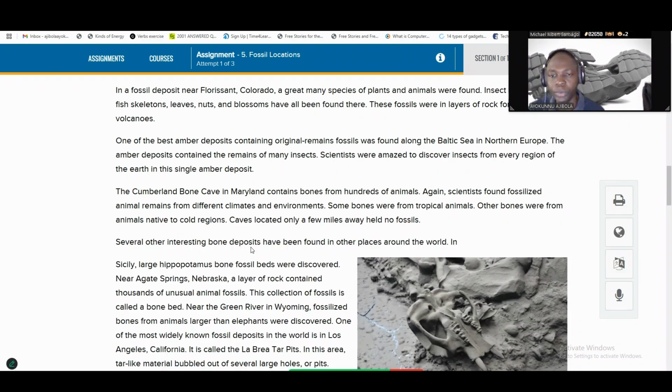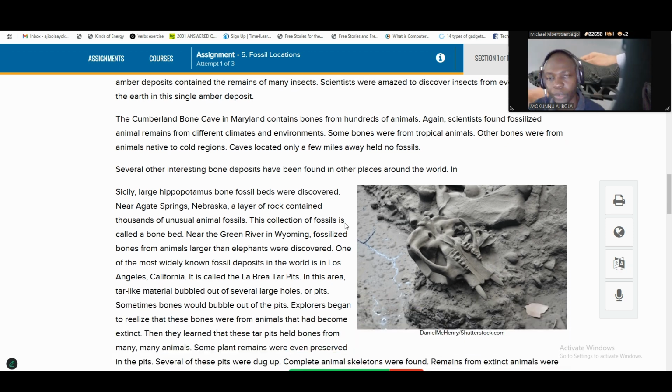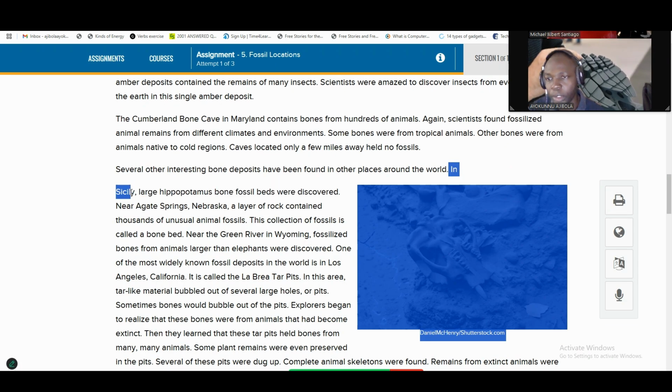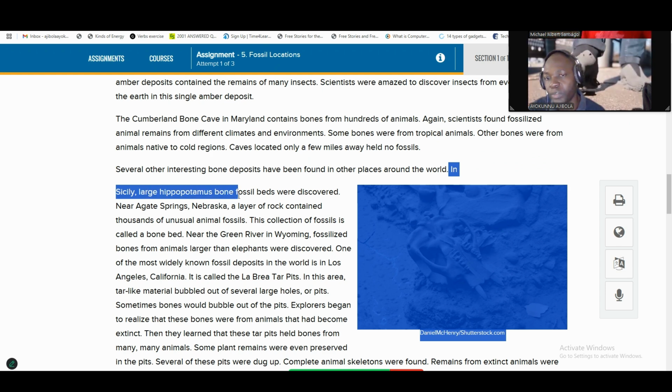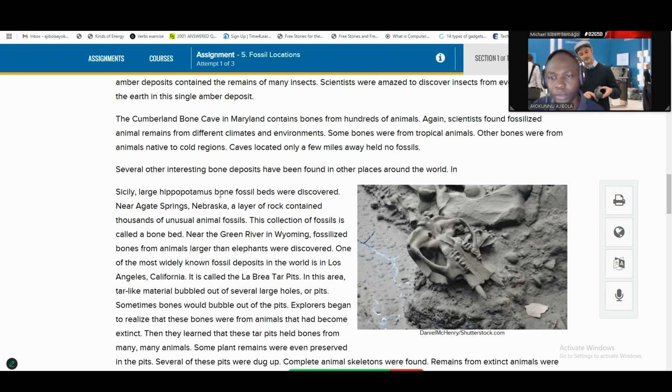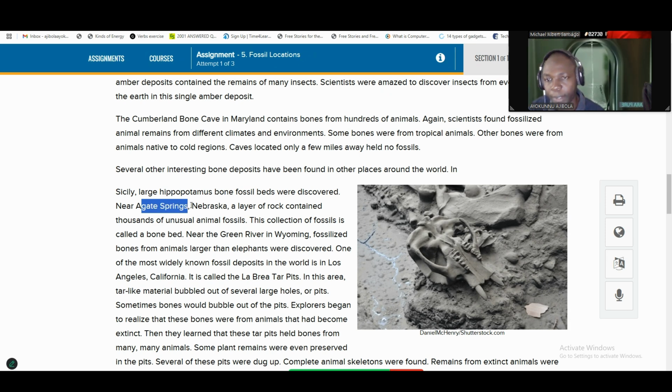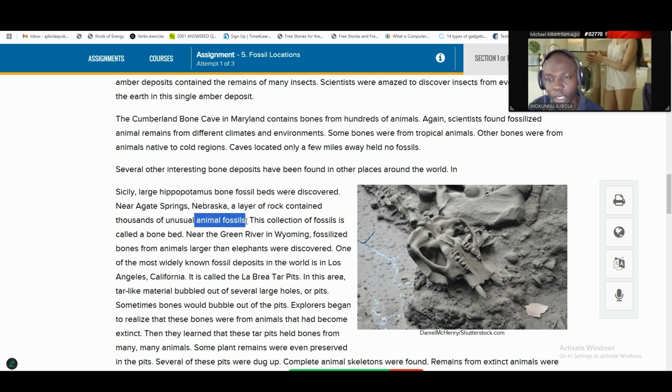Several other interesting bone deposits have been found in other places around the world. In Sicily, large hippopotamus bone fossil beds were discovered. Near Agate Spring, Nebraska, a layer of rock contained thousands of unusual animal fossils. This collection of fossils is called a bone bed. Near the Green River in Wyoming, fossilized bones from animals larger than elephants were discovered.